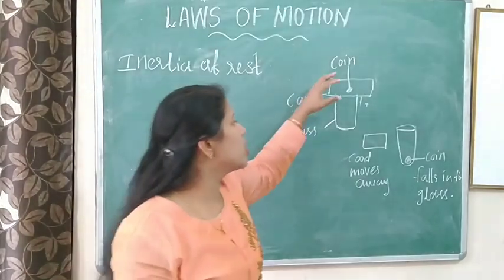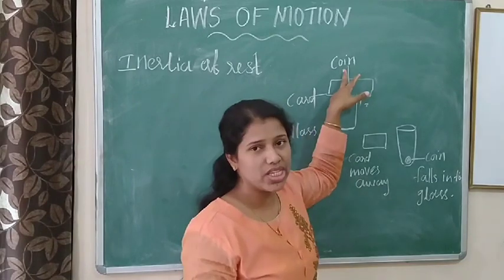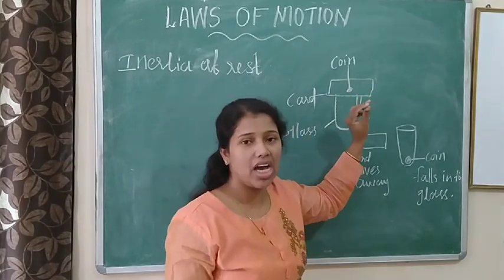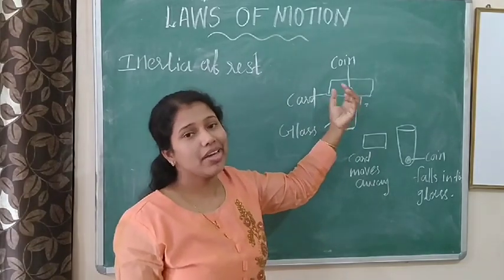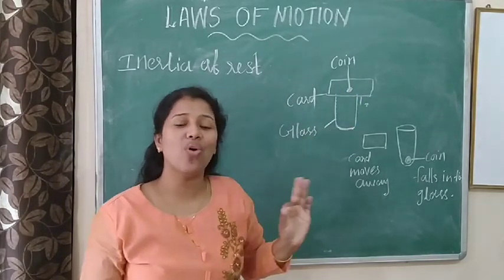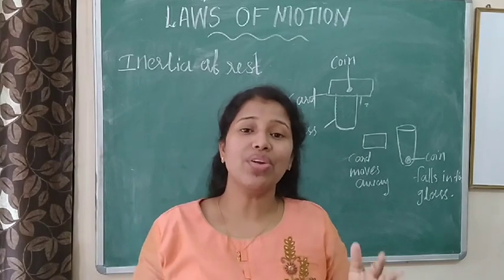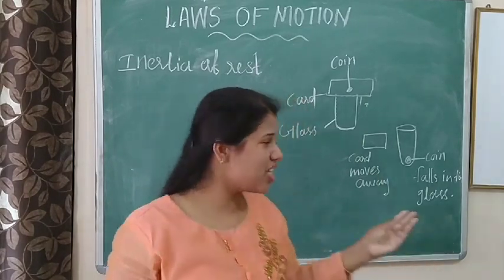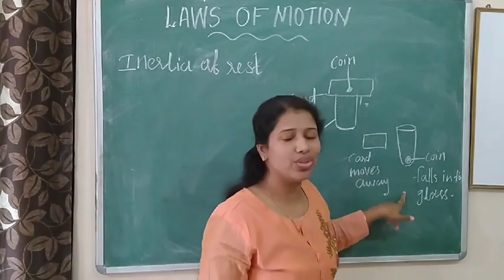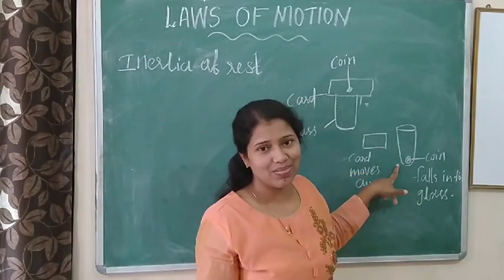Both objects were at rest at first. We are touching only the card, so the external force is applied on the card. The card moves, but the coin is at rest and has the tendency to continue at rest. That is why it falls into the glass.